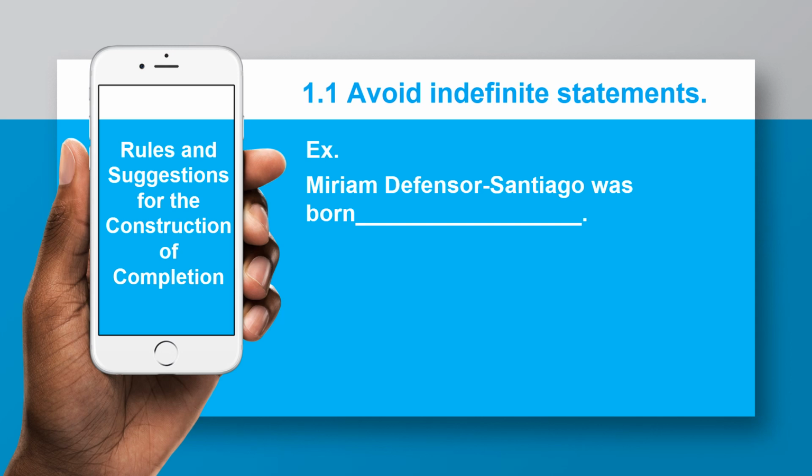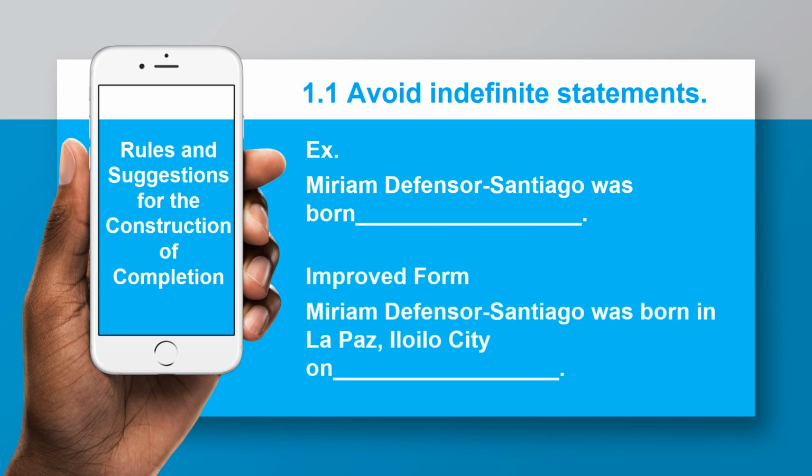For this example, there is no definite basis on either. The item requires the date or place of birth. Try to observe the improved form of this example. This time, it is now clear that the needed answer is the date.